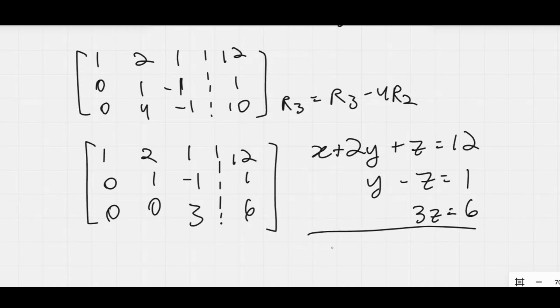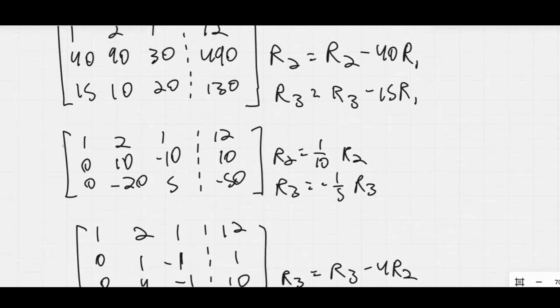All right, solving for z first, we're left with 2. Solving for y, we have y is equal to 3, I believe. And then plugging the 2 into z and plugging the 3 into y in the first equation, we are left with x plus 8 is equal to 12, and so x must be equal to 4.